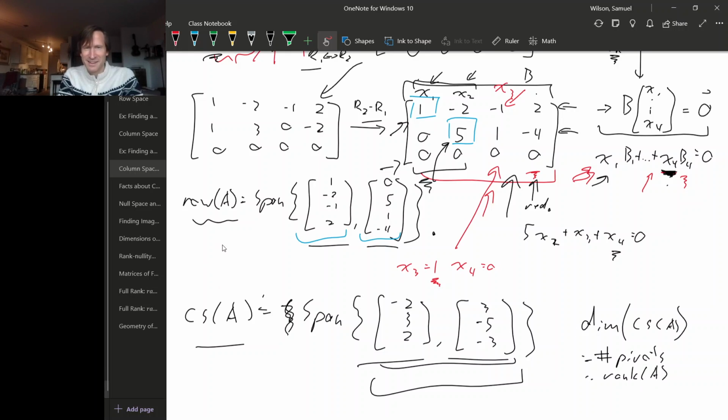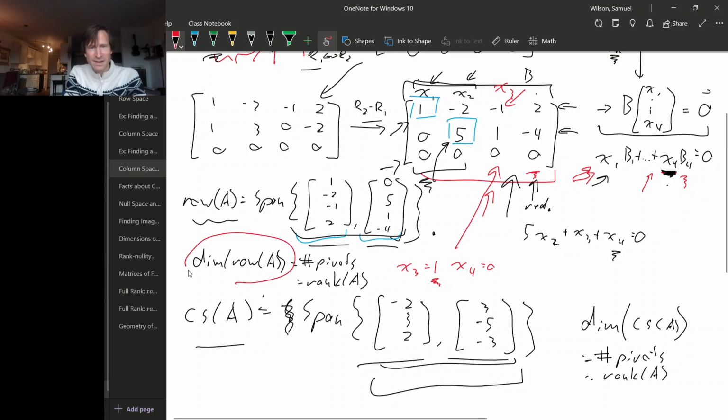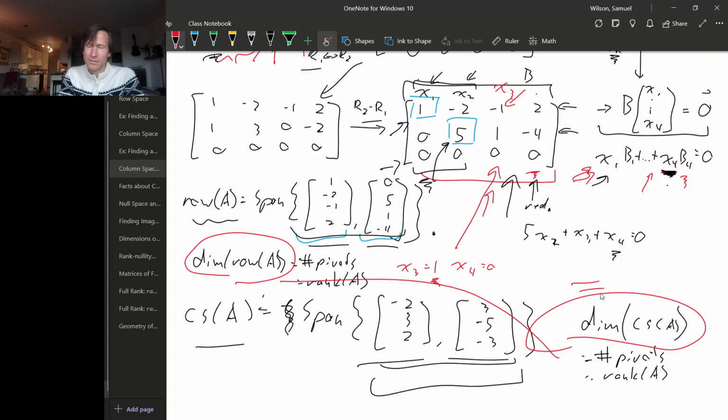But the dimension of the row space, that's the number of vectors in a basis, that's also the number of pivots, which again we called the rank. But that means that these two dimensions are equal. Not just in this example, but always. These are always equal because they're always both the number of pivots in a row echelon form.